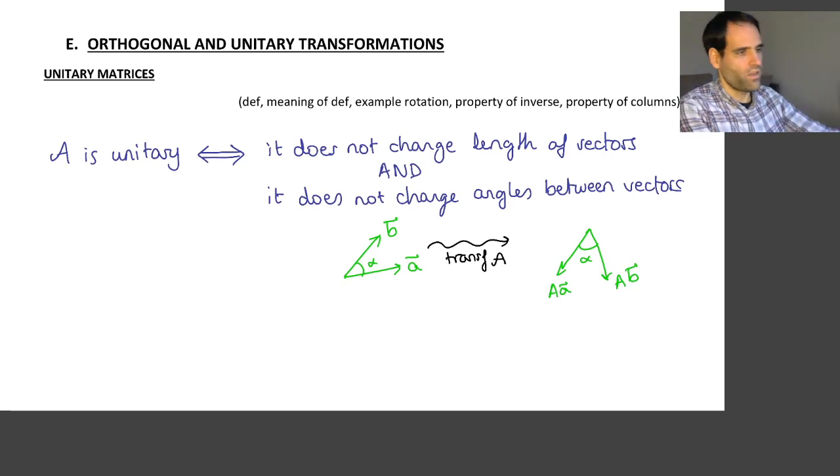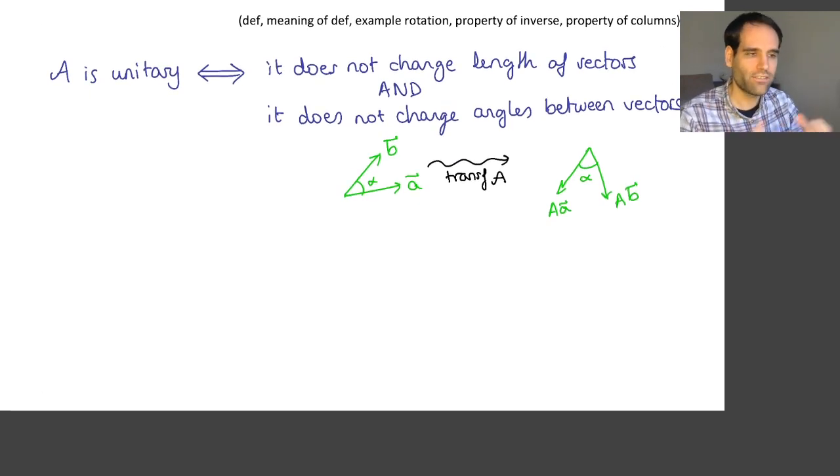Now, when A is a transformation that is unitary, as usual, you can represent any transformation A as a matrix, as long as the transformation is linear. Yeah? So this means that there will be a matrix A associated with this unitary transformation. And this is called a unitary matrix, okay? And it has some very special properties.